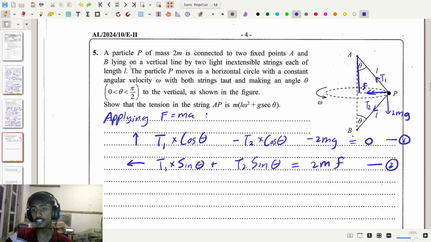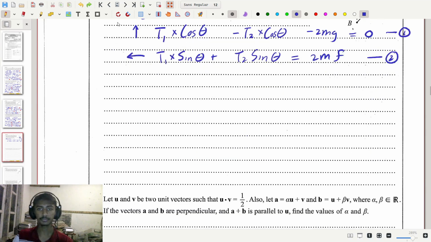Now if we consider this right angle triangle here, the hypotenuse of the triangle is L, and if we consider the radius here, the radius is the side length opposite to the angle theta up here. Due to that, we can see this length L times sine of theta is equal to this side length, which is also equal to the radius of the circle that the particle P is rotating on. So therefore, the radius here is L sine theta.